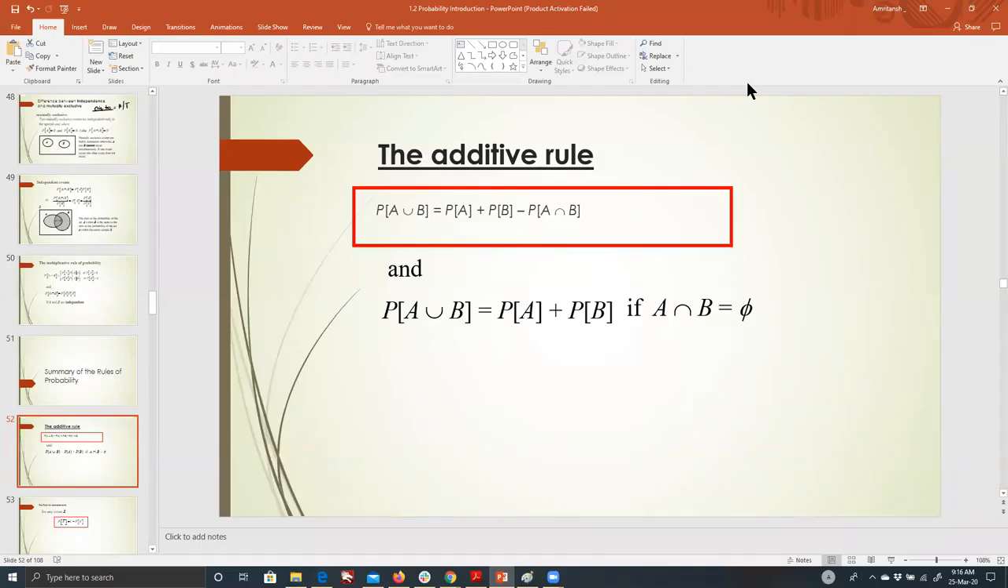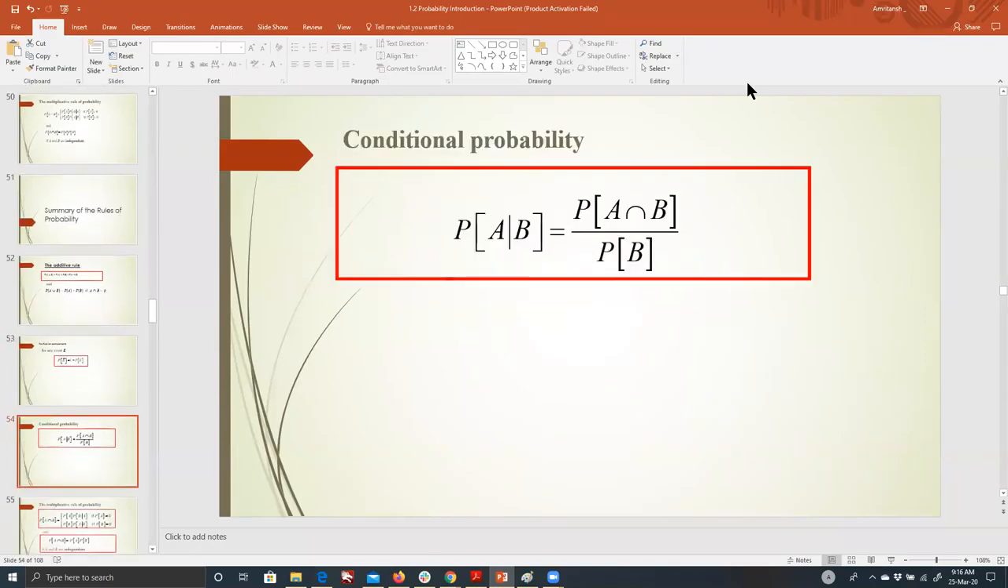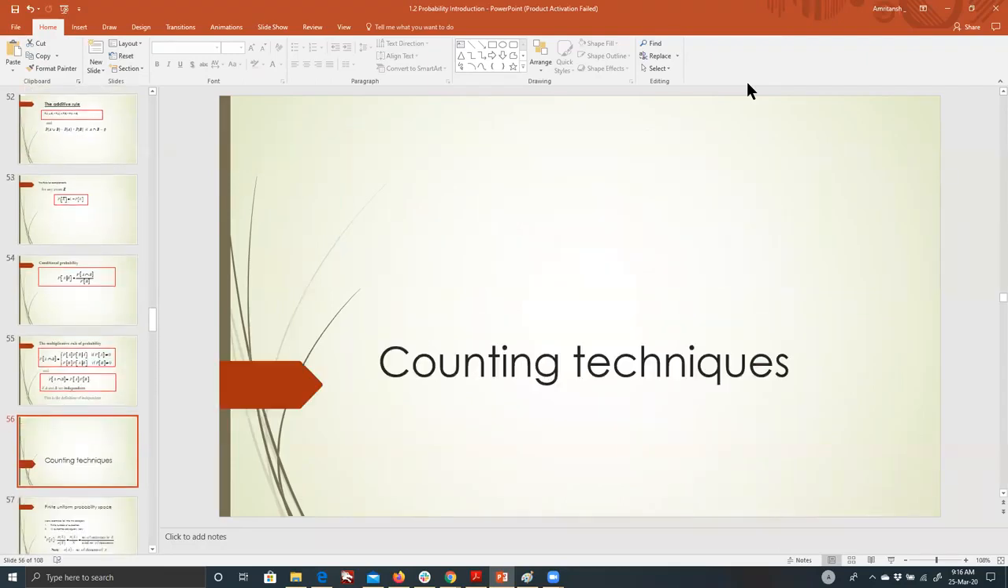Okay, so you have seen the additive rule already, and you have seen the rule for complement. Just revising, you have seen the rule for conditional probability and this multiplicative rule where A and B are independent of each other. Now, the only major issue is how to count. Okay, how do we count things?